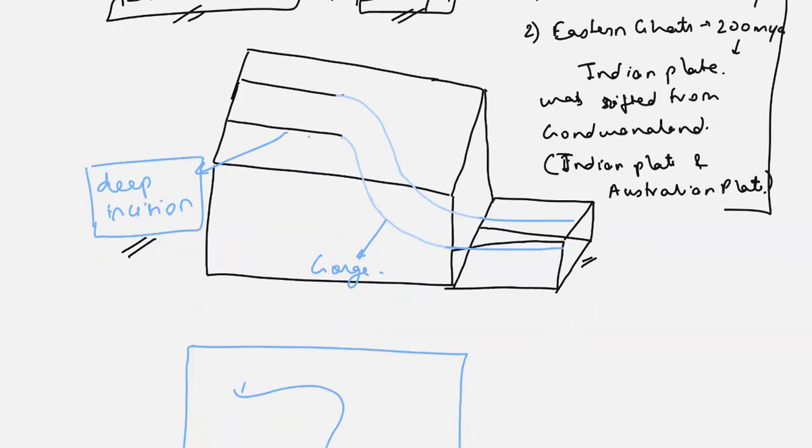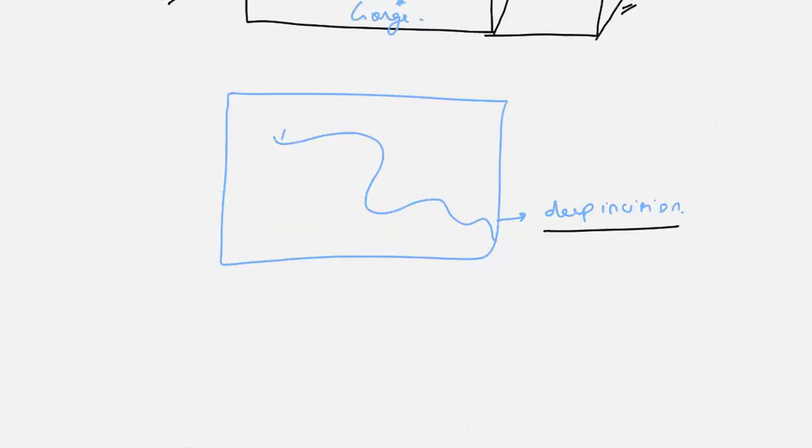Okay, so this deep incision results in the formation of gorges in the various regions of India. Okay, not only India but also in the world. Okay, so now you understand better, Priti.